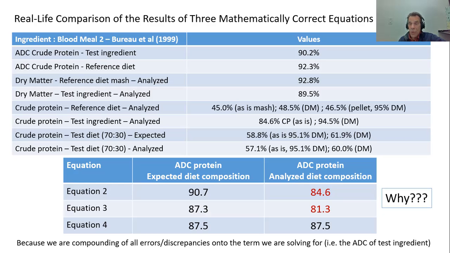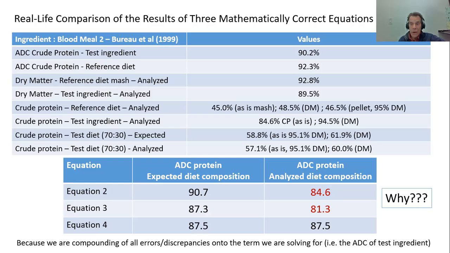And the differences between equations and ways of doing things were not small. For the same ingredients, the same nutrients, protein digestibility, we arrived at estimates of 81.3% digestibility for the lowest value and 90.7% for the highest, so close to 10% variation in the estimates of protein digestibility, simply due to mathematical error. Why are these three mathematical equations, which are correct, leading to different answers? It is because you're solving for one term, the digestibility of the ingredient.